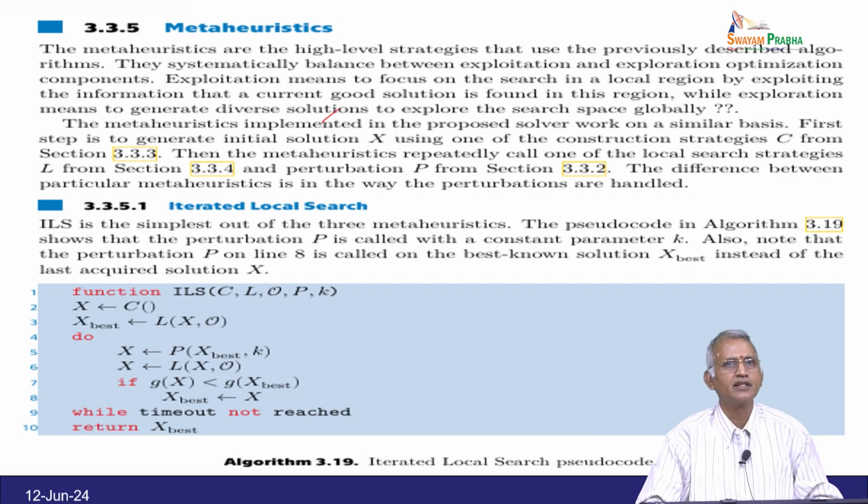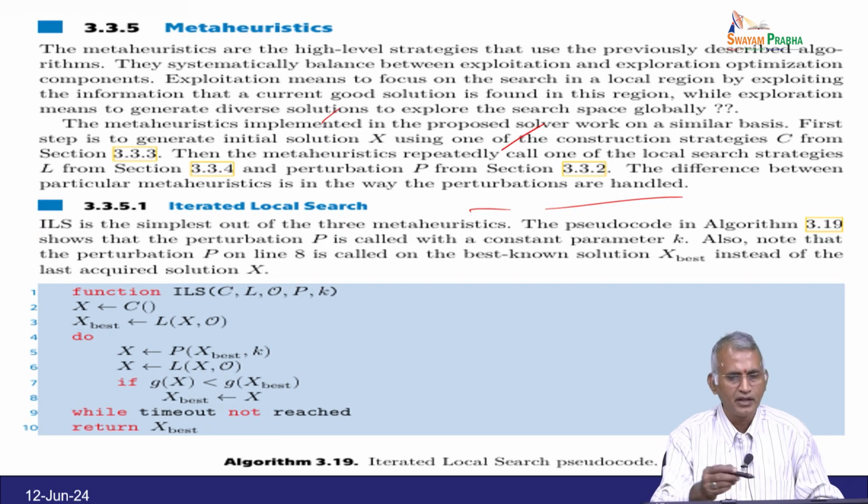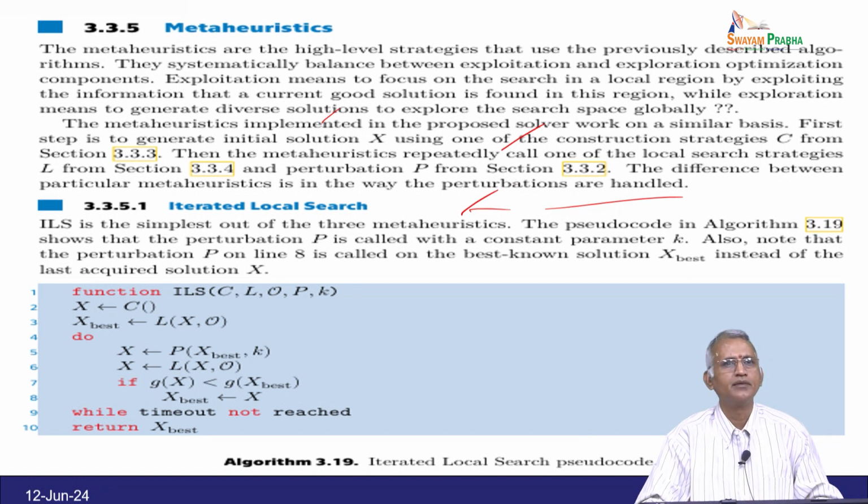First step is to generate initial solution x using one of the construction strategies C from the section. Then the metaheuristic repeatedly calls one of the local search strategies L from this section and the perturbation P from 3.3. The difference between the particular metaheuristics is the way the perturbations are handled. Iterated local search, ILS, is the simplest out of the 3 metaheuristics. The pseudocode in Algorithm 3.19 shows that the perturbation P is called with the constant parameter k. Also note that the perturbation on line 8 is called on the best known solution, x best, instead of the last occurred solution x.